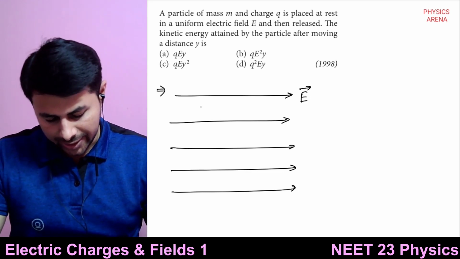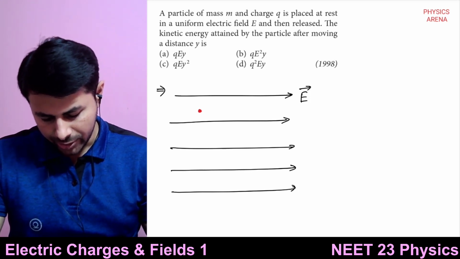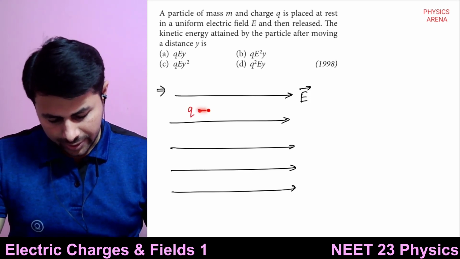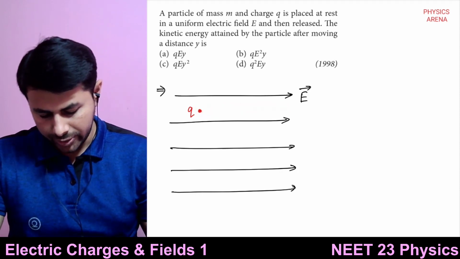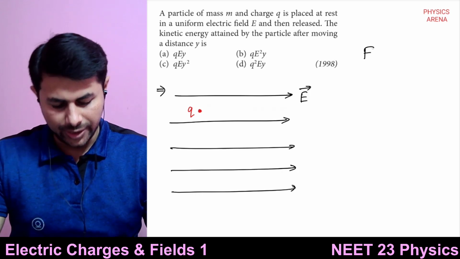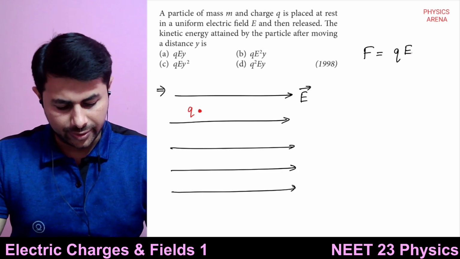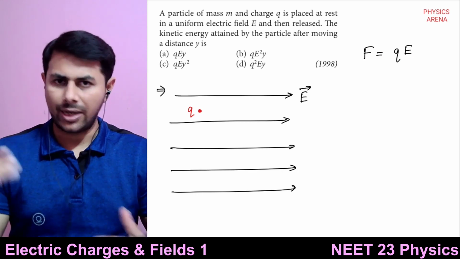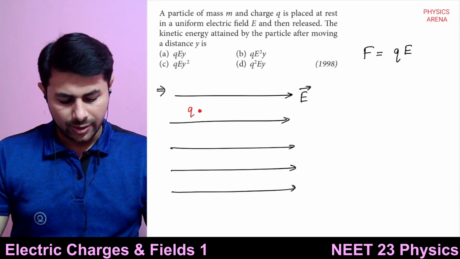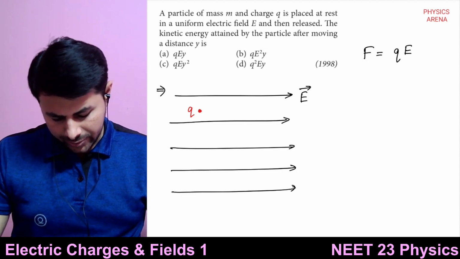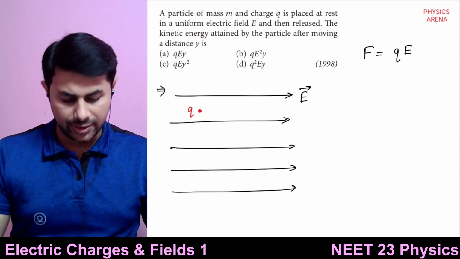Okay, so now you keep a charge here. What will happen? The charge gets pushed by the electric field in this direction. So there is a force on this charge due to the electric field, right? Force is equal to Q into E, because E is equal to F upon Q. And now it moves through some distance y.